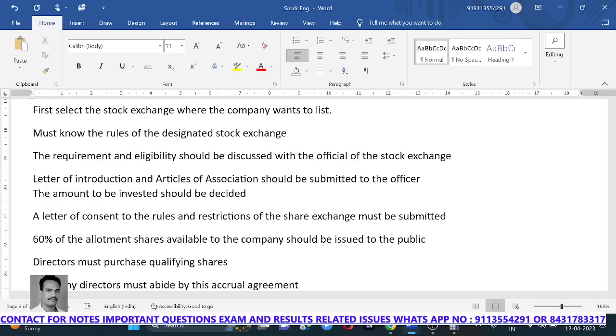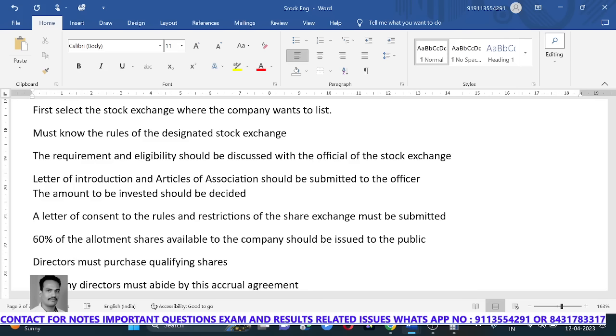The amount to be invested should be decided. So how much they want to collect from the public, the share amount. They have to decide the capital investment or requirement of capital amount from the capital market.